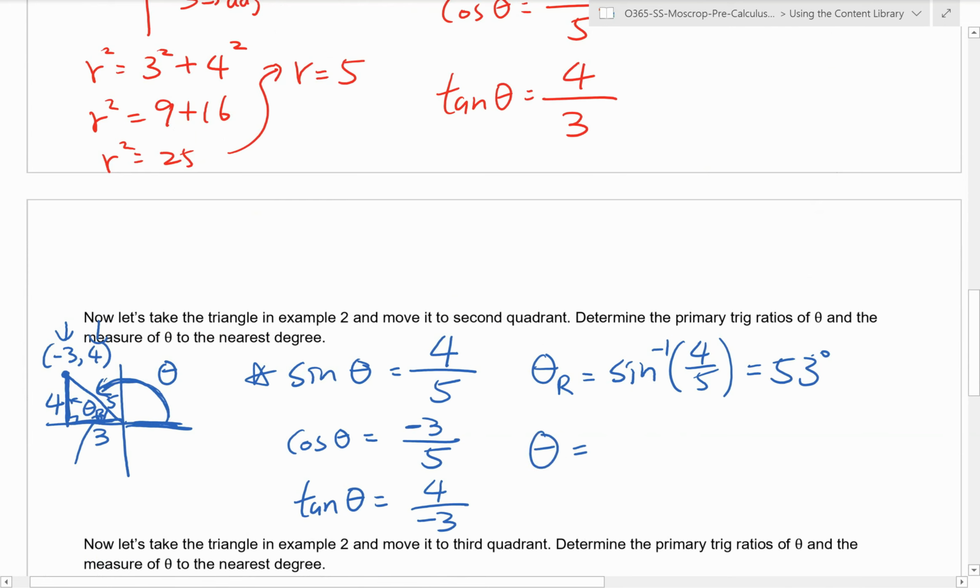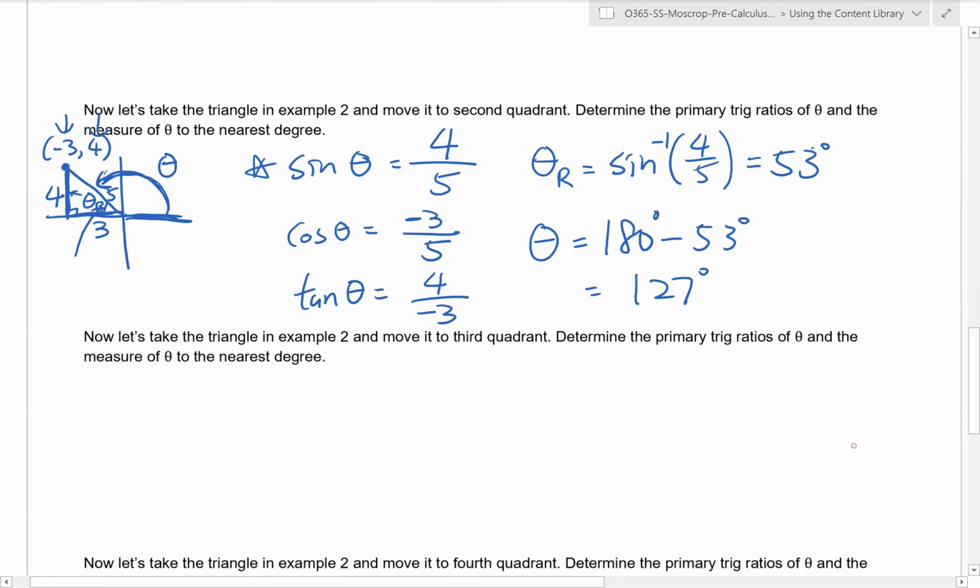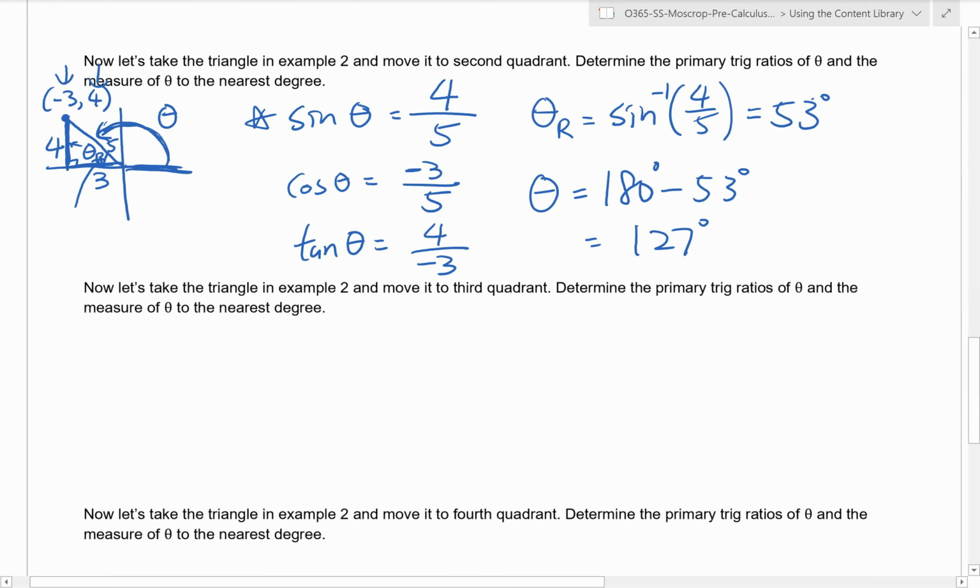And how do we figure that out? Well, it's 180 minus 53 degrees, which will give us 127 degrees. So that's our actual angle theta. That's the angle in standard position. That's what we call the principal angle. Okay, principal angle.